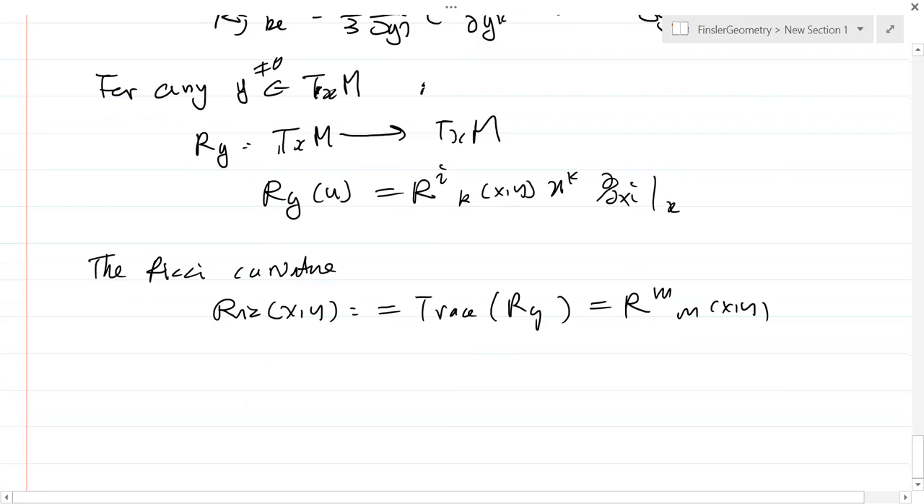Now, for a general Finsler metric, you are not able to easily define the so-called scalar curvature. Scalar curvature is the average value of the Ricci curvature, and there are several options to average a Ricci curvature.